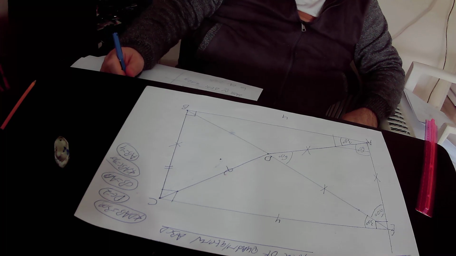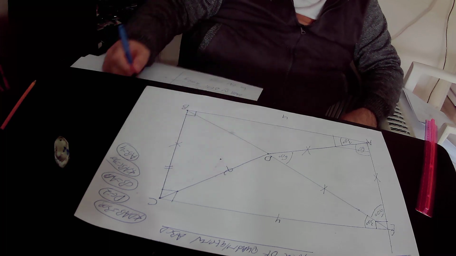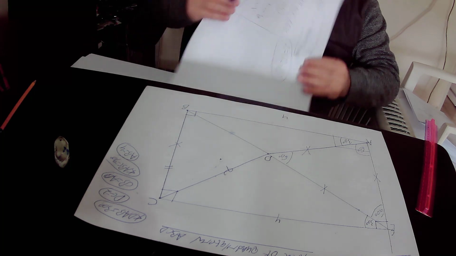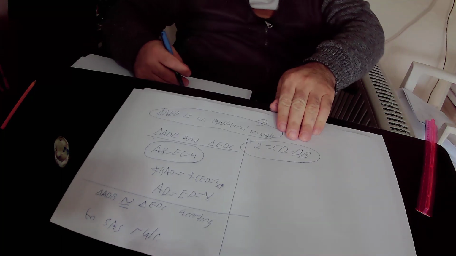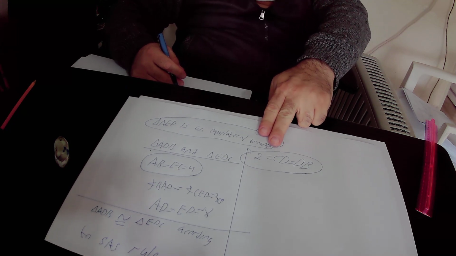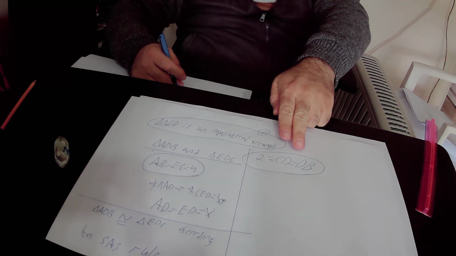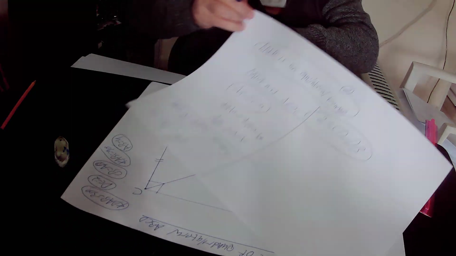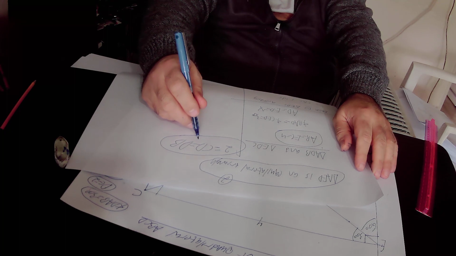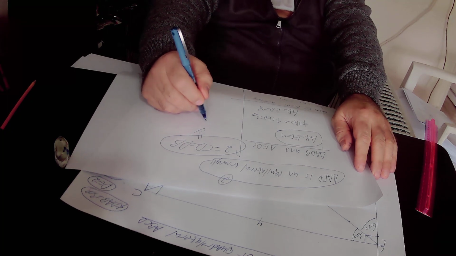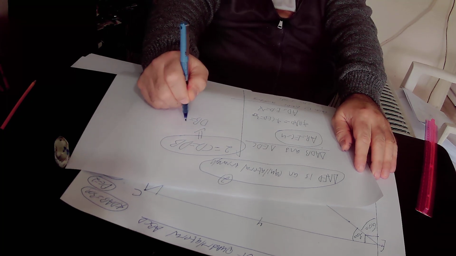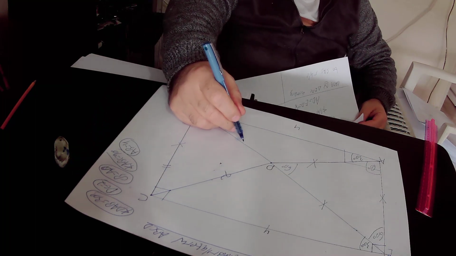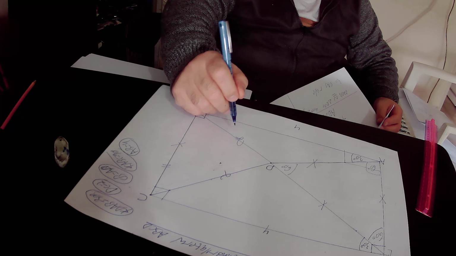But it is given in the question that CD equals 2 units. Repeat again, it is given in the question that CD equals 2 units, and from this equation we will derive that DB also equals 2 units. DB equals 2 units.